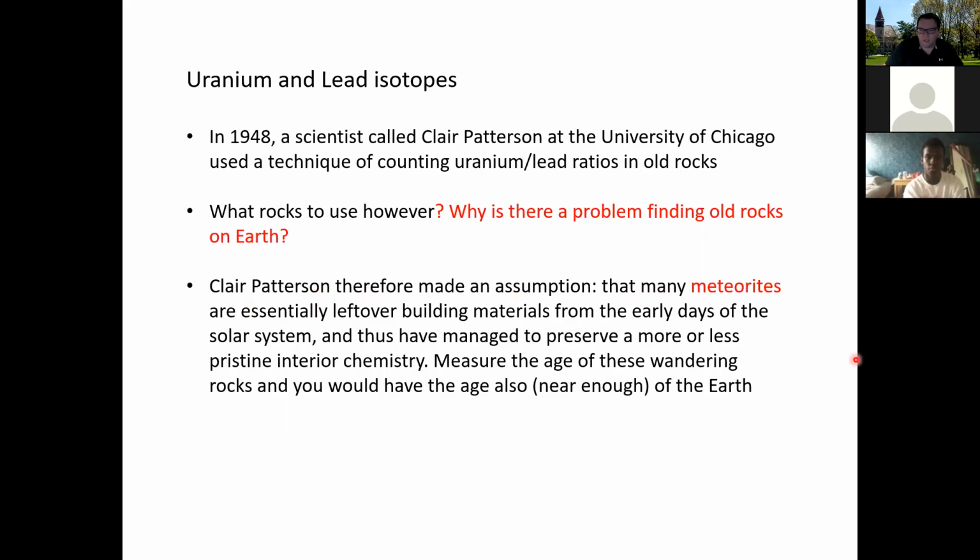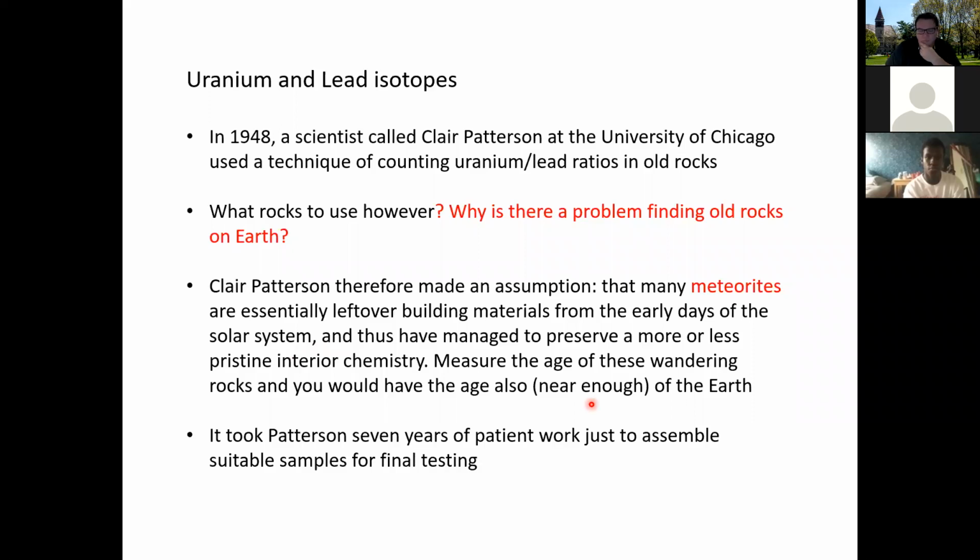So his assumption was that meteorites are essentially leftover building materials from the early days of the solar system. They managed to preserve the chemistry of that time frame. And what he decided is if he could measure meteorites collected all over the world, he would see if this age was reminiscent of the time the Earth formed. His hypothesis stated that, if he was correct, meteorites should all be clustering around a very small age at the time of the Earth's formation. And if he was wrong, if meteorites were really some sort of chaotic, random mixture of things, he would find that the age didn't cluster very well at all.